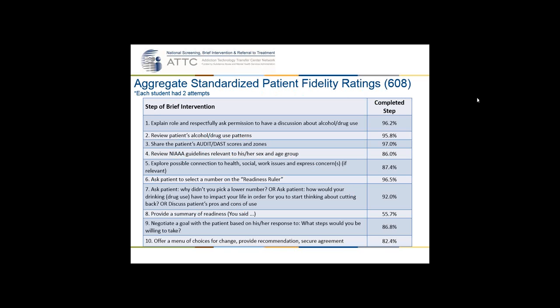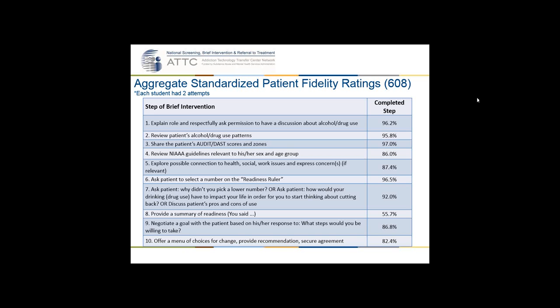This, as you can see here, is the fidelity ratings up to this point, a little over 600. It gives you an idea, and as I mentioned, it's a yes or no. This tells you, did the person explain their role and respectfully ask permission? As you can see here, 96% do that piece. Sharing the AUDIT-DAST score is pretty high. It goes down a little bit when we're talking about the guidelines. The readiness ruler is something clearly that students feel pretty comfortable with.